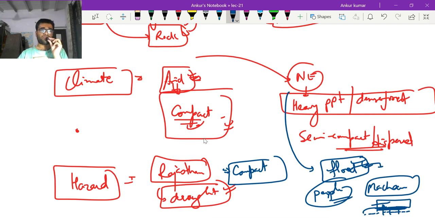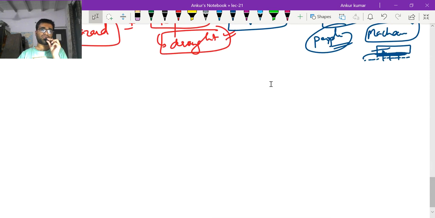However, in case of Rajasthan, we said the hazard is of a different type, so the evolution of houses will be different. So this is another factor that may influence the evolution of the settlements.